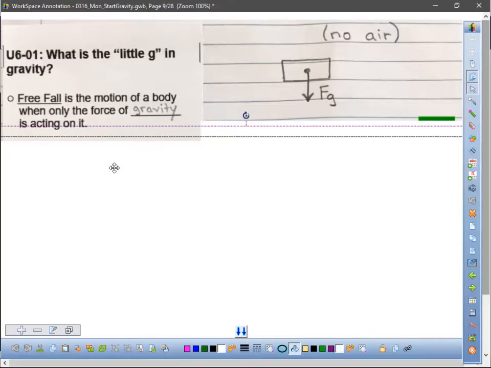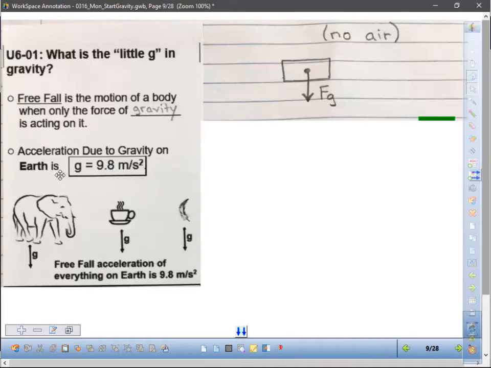So an interesting thing for objects in free fall: if only gravity is acting on it, then all objects are going to fall, at least on the surface of the Earth, with the same acceleration of 9.8 meters per second squared. That's the acceleration on Earth. Everything's going to fall the same.